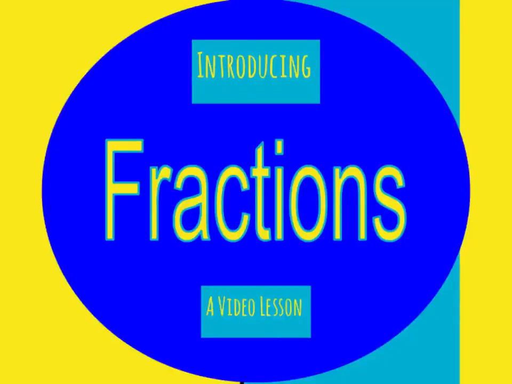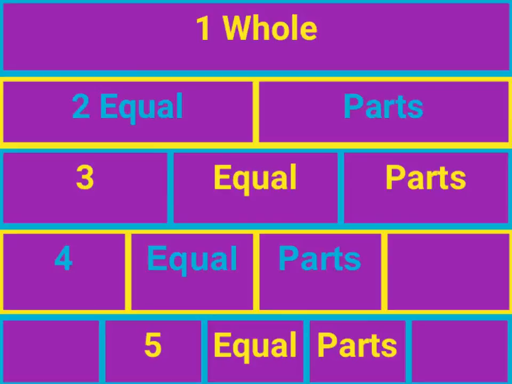In this video lesson, we will learn about fractions. Let's observe how they are split into equal parts. The block on top is one whole, the next one is split into two equal parts, then 3, then 4, then 5. This whole shape can be broken down into a wide variety of equal parts, and fractions help us label those smaller parts of the whole.